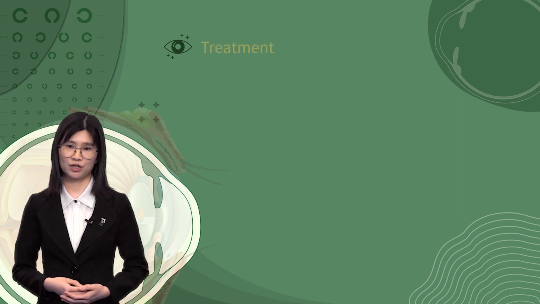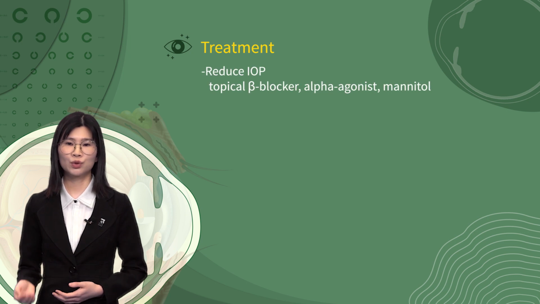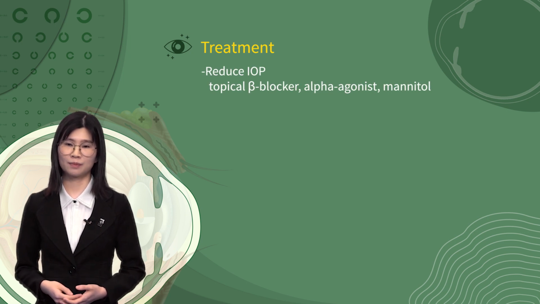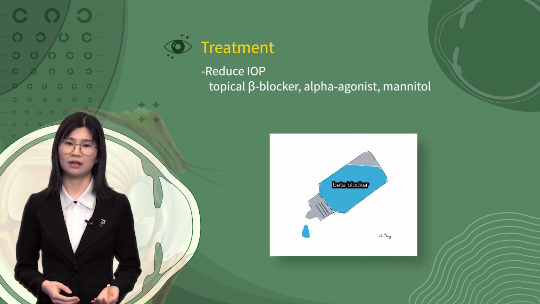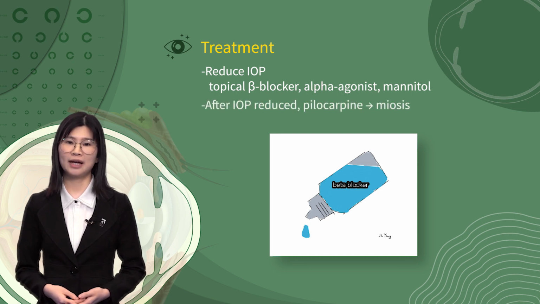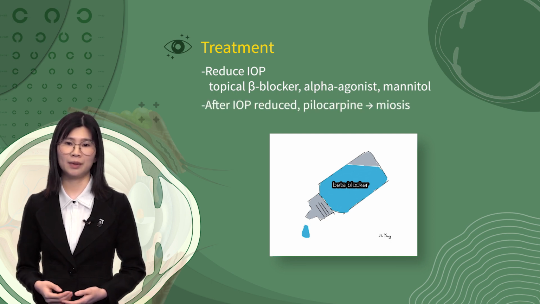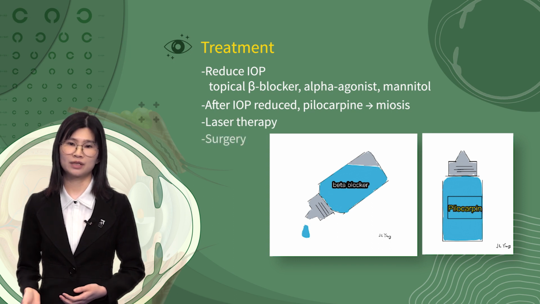Now, let's look at the treatment for acute angle closure glaucoma. We need to reduce IOP as soon as possible to protect the anterior angle and the optic nerve. We can use topical beta blocker, alpha agonist, and mannitol. After IOP is reduced, pilocarpine can be used to constrict the pupil. If medication fails, laser therapy or microsurgery should be considered.